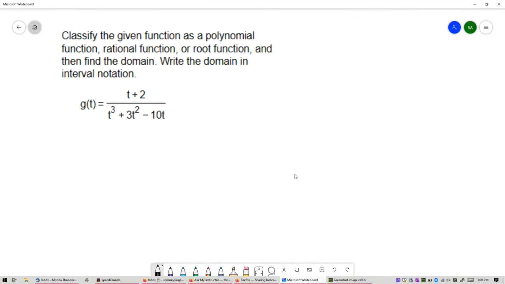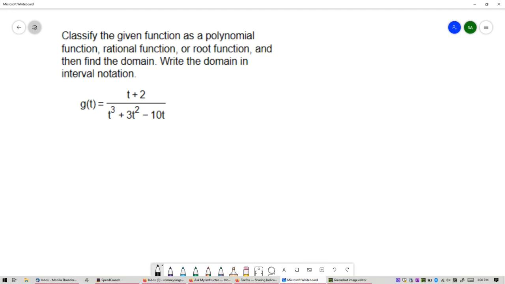All right, so here's another question that we want to work out from the practice test. It says, classify the given function as a polynomial function, a rational function, or a root function, and then find its domain. Write the domain in interval notation. We have the function g of t equals t plus 2 over t cubed plus 3t squared minus 10t. So first we want to classify it.